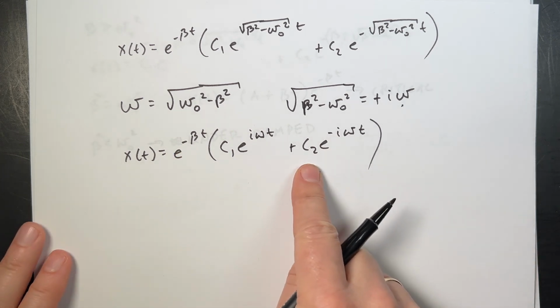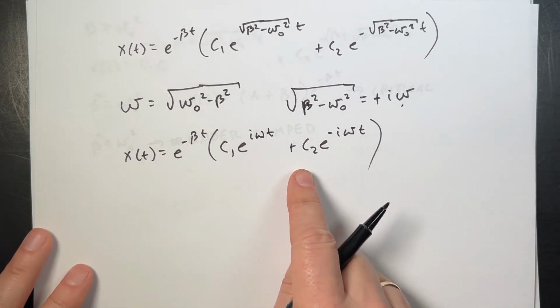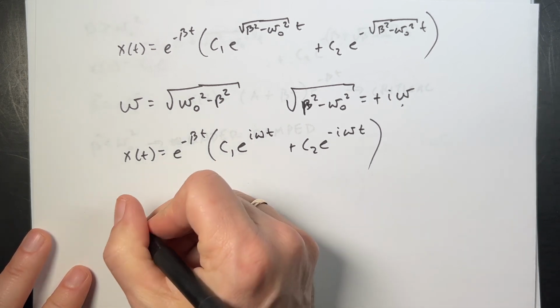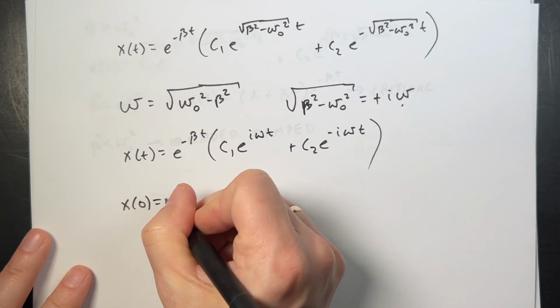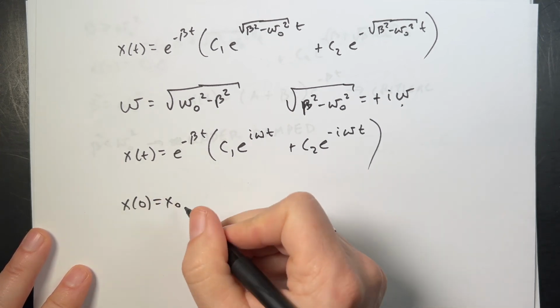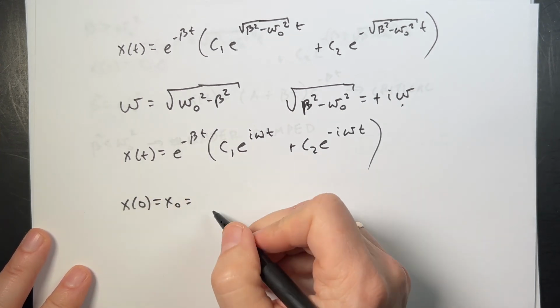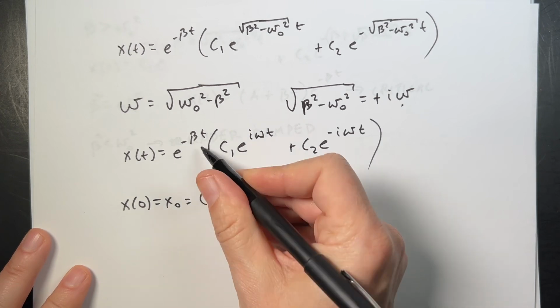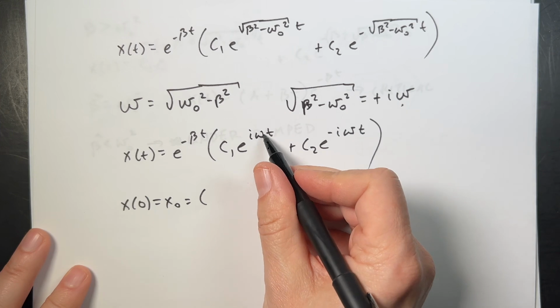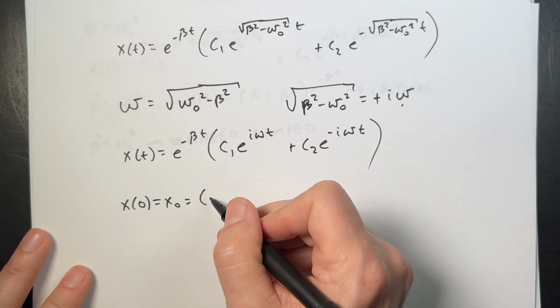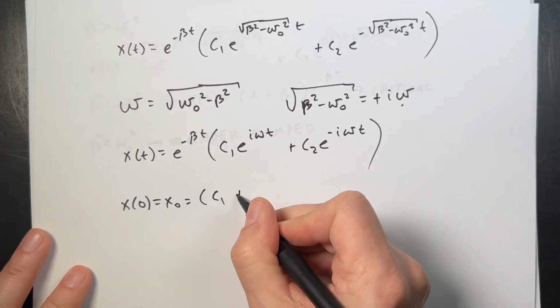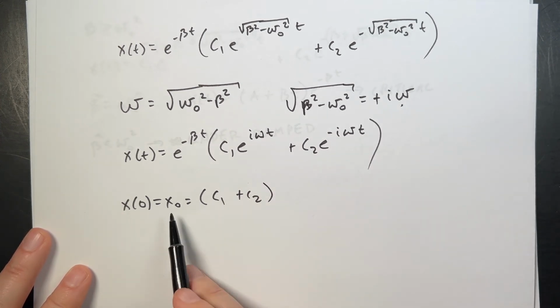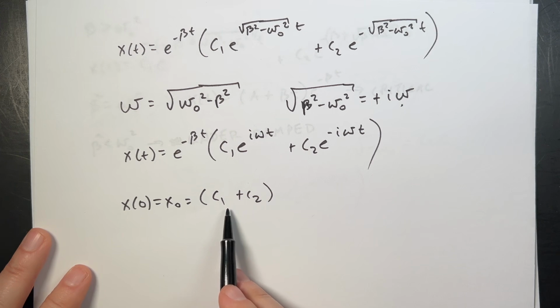What if you want to find C1 and C2? Okay, so let's say that x at 0 is equal to x0. So if I put in t equals 0, I get 1 for the exponential, and then I have C1 times e to the 0, which is 1, so C1 plus C2. So x0 is the sum of C1 and C2.